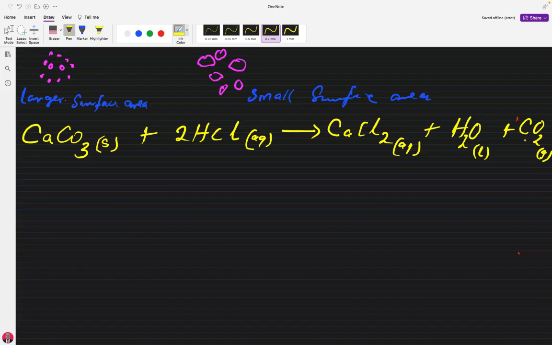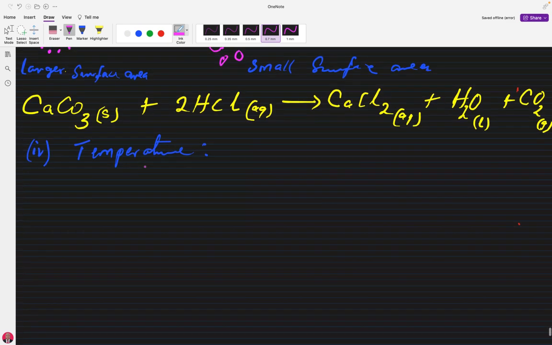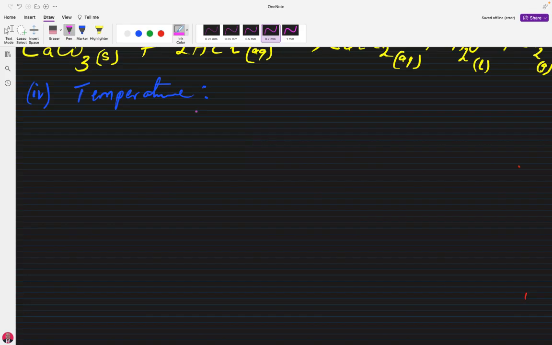Now the fourth factor: I'm going to talk about the effect of temperature, how temperature affects the rate of reaction. Temperature is number 4. You should know that increasing the temperature of a reaction will also increase the rate of reaction, and vice versa.